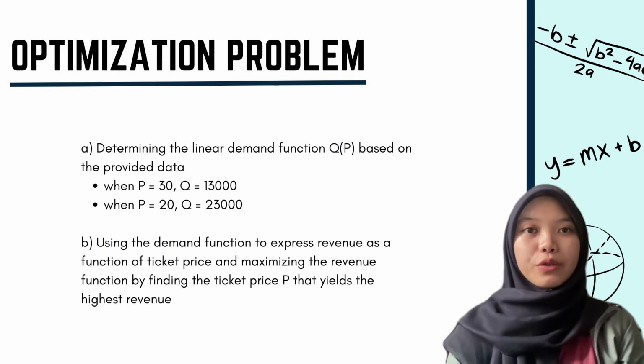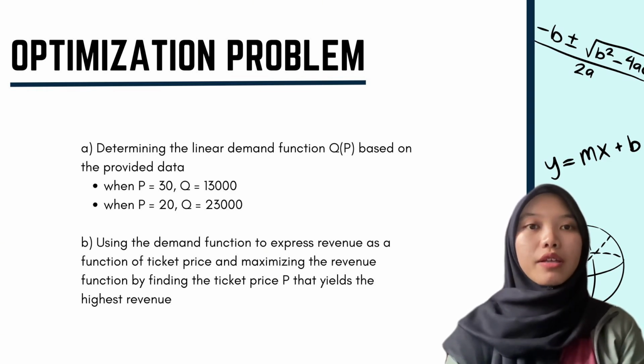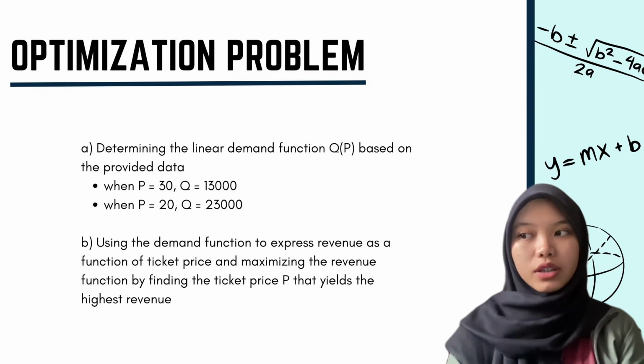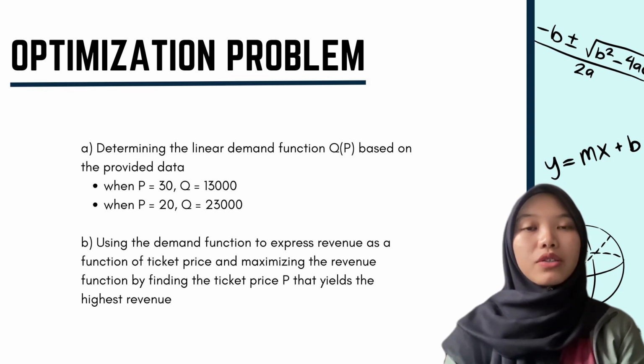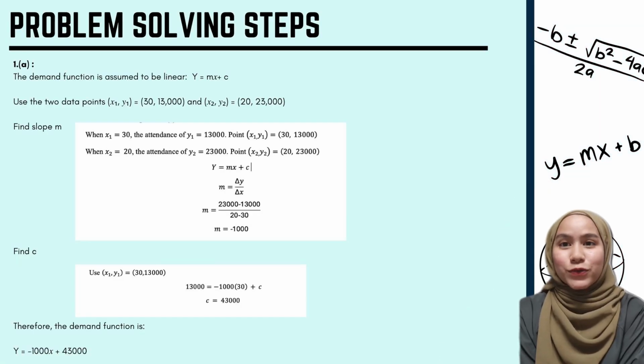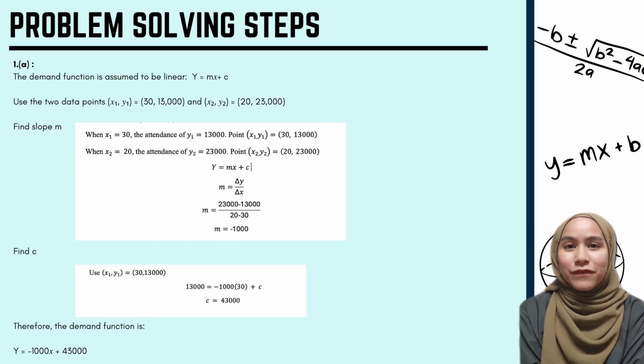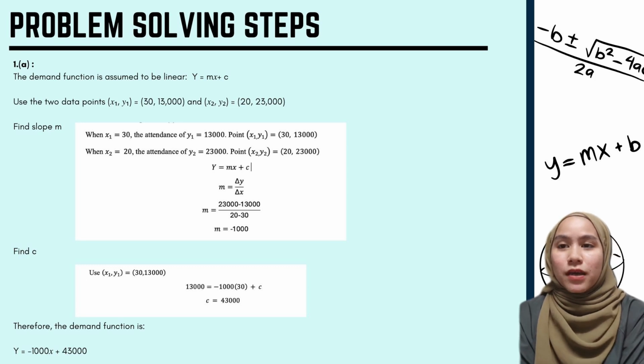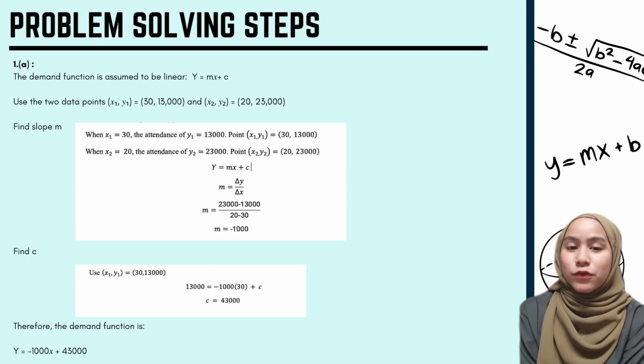With each member of the group bringing their expertise to different aspects of the problem, we utilize some methods to analyze and solve the problem effectively, by using the demand function to express revenue as a function of ticket price and maximizing the revenue function by finding the ticket price that yields the highest revenue. I will explain how to solve the problem regarding the demand function and ticket pricing to maximize revenue for a stadium. So, let's start with question 1a.